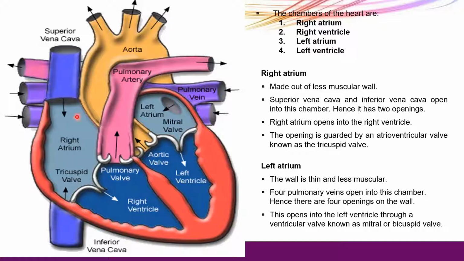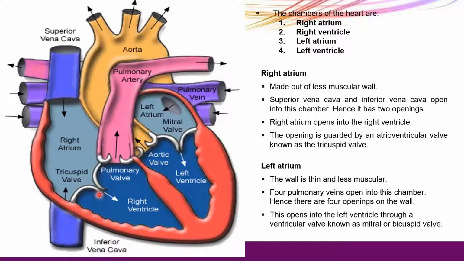If you focus on the right atrium first, you can see the superior vena cava and the inferior vena cava open into this chamber. The superior vena cava opens into the right atrium, and the inferior vena cava, which is bringing deoxygenated blood from the lower part of the body, is also opening here, right? So this right atrium has two openings: one from the top for the superior vena cava, one at the bottom for the inferior vena cava. Then the right atrium opens into the right ventricle, right?